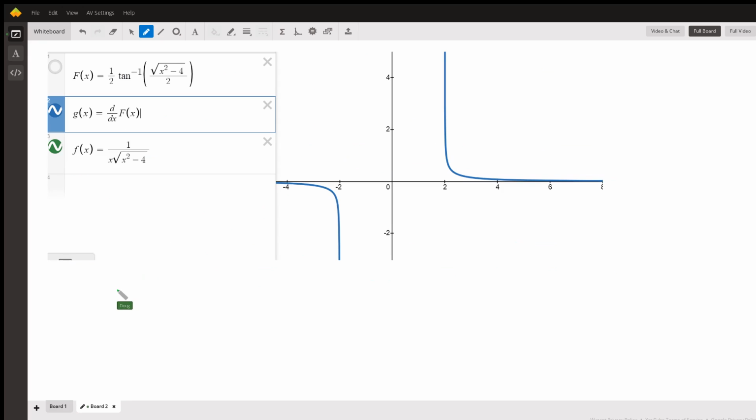And if we go to board 2, here's a way to kind of prove on Desmos that this is the correct answer. If f of x is the antiderivative of this, then if I take the derivative of the antiderivative, I should get what we started with. And on Desmos, we can confirm that the graphs of these two functions are identical. And that kind of proves that this must be an antiderivative of little f.